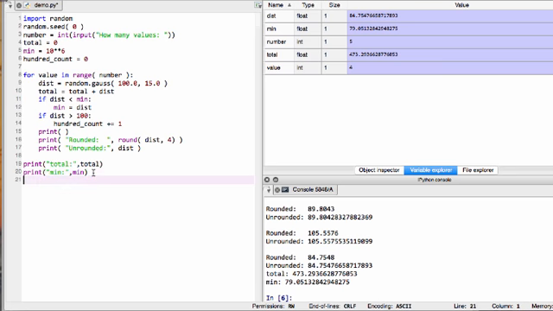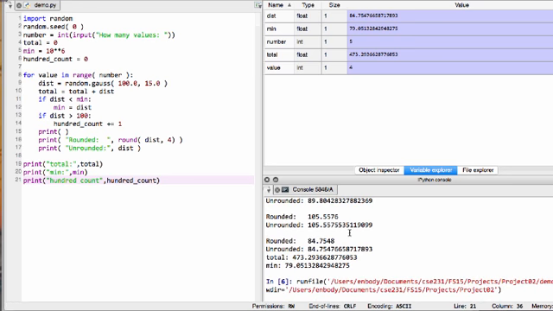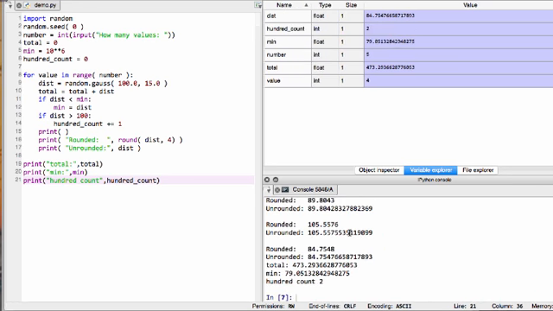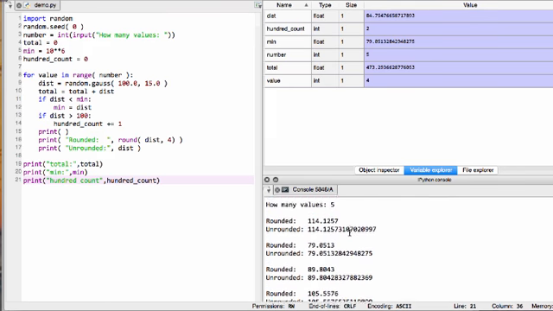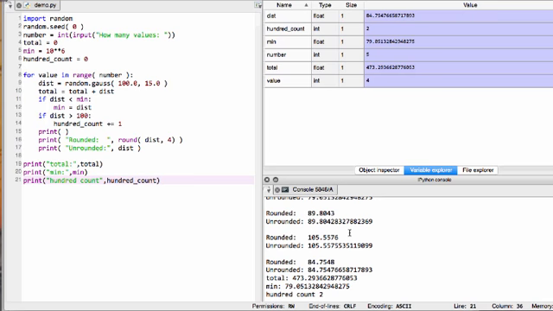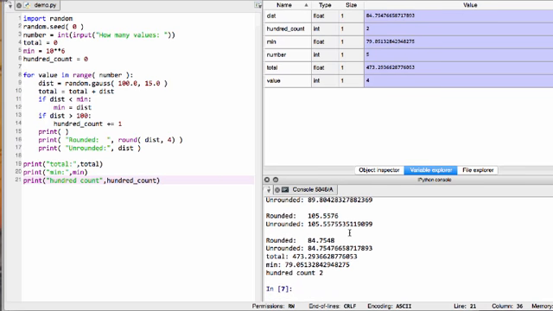And so let's print that out. So how many are bigger than 100? Again, we can run this and test it. And let's see, let's do 5 numbers again. And it says there were 2 that were bigger than 100. And if we look back at my values, there's a 114 and there's a 105. And now I have a count of how many were in the hundreds.